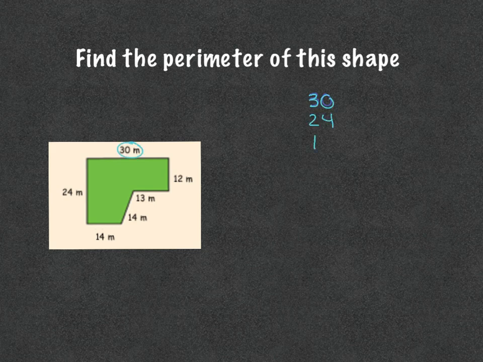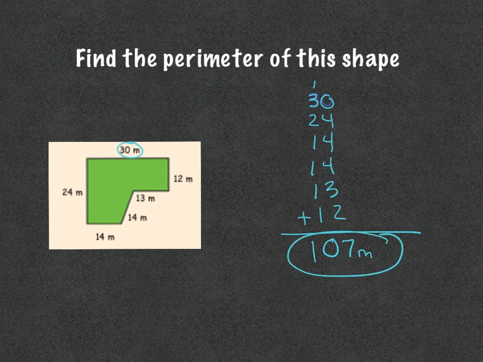24, 14, 14, 13, and 12. Okay, so let's see. 4, 4, and 4, that's 12, 15, 16, 17. Regroup my 1. 3 plus 1 is 4, 5, 6, 7, 8, 9, 10. So 107 meters.